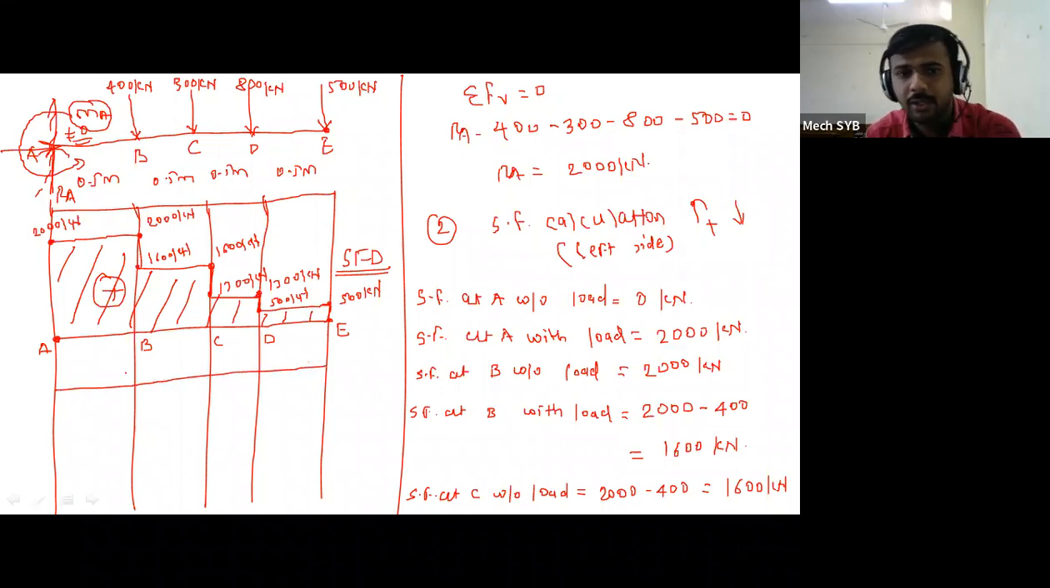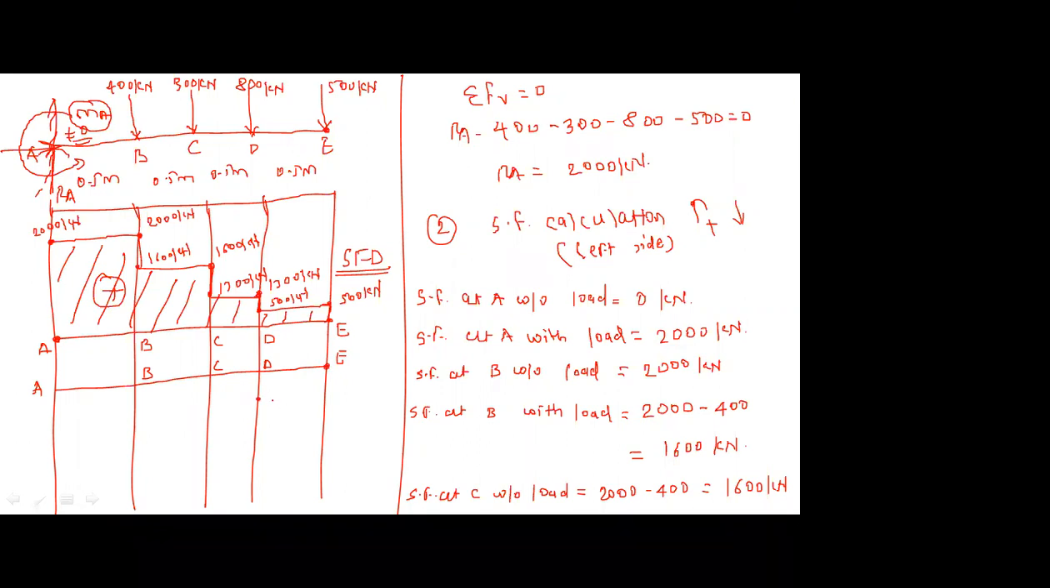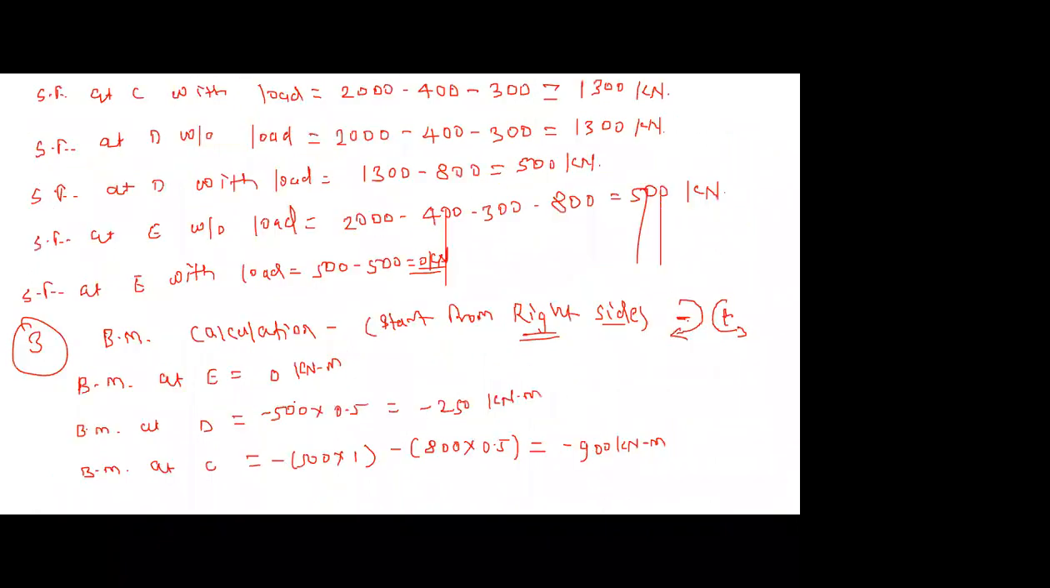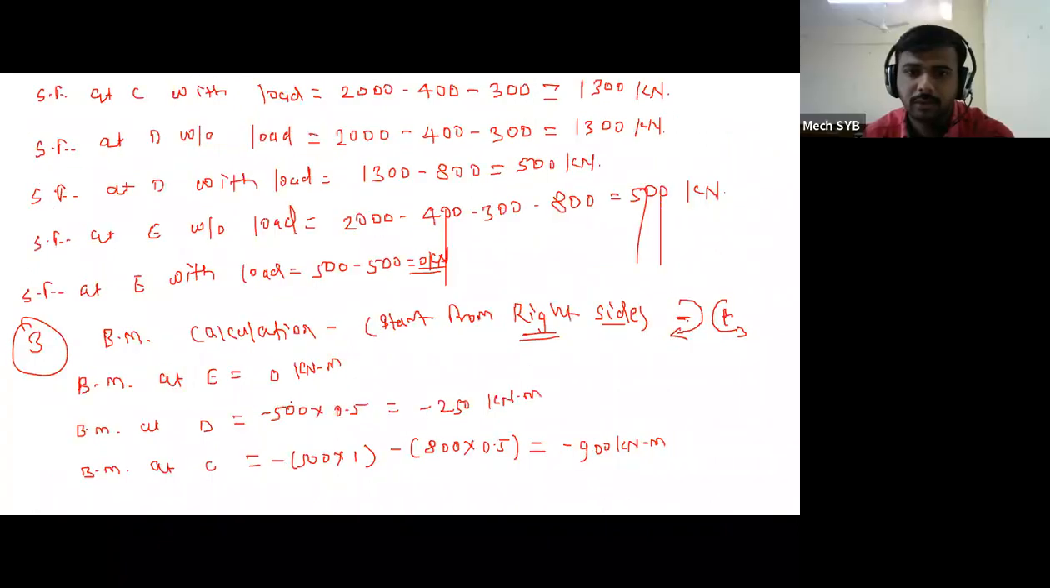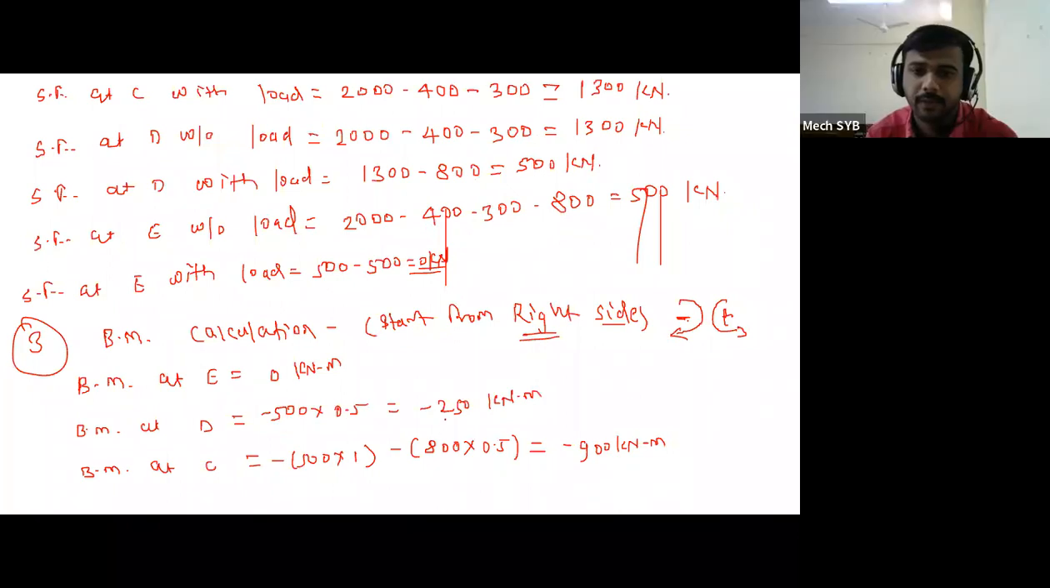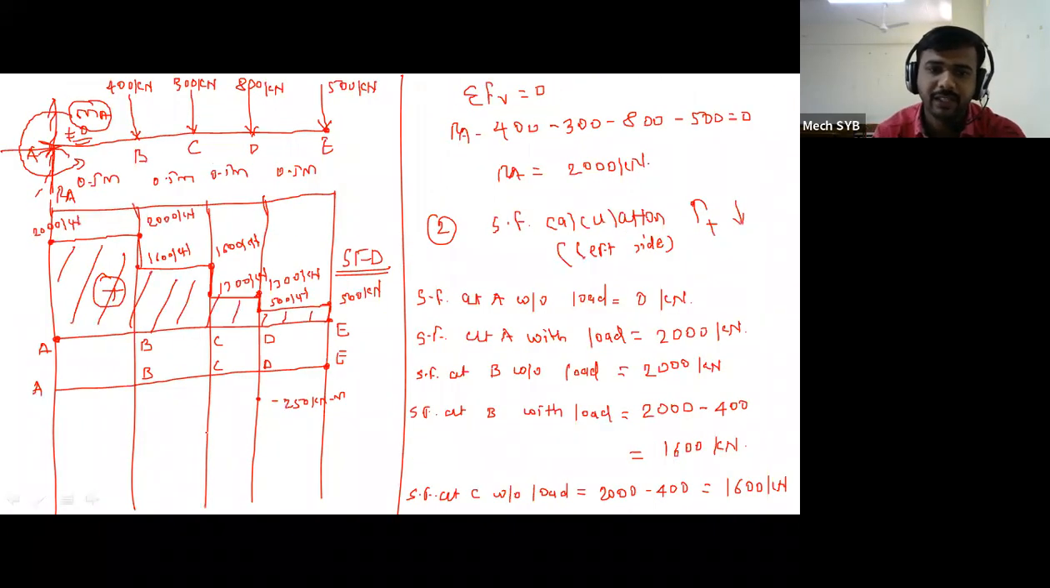Once again, this is the horizontal line. So this is point A, B, C, D and E. BM at point E is equal to 0. Bending moment at point D, how much? Minus 250 kilonewton meter, which is minus 500 into 0.5. Just 250. Then next, bending moment at point C.